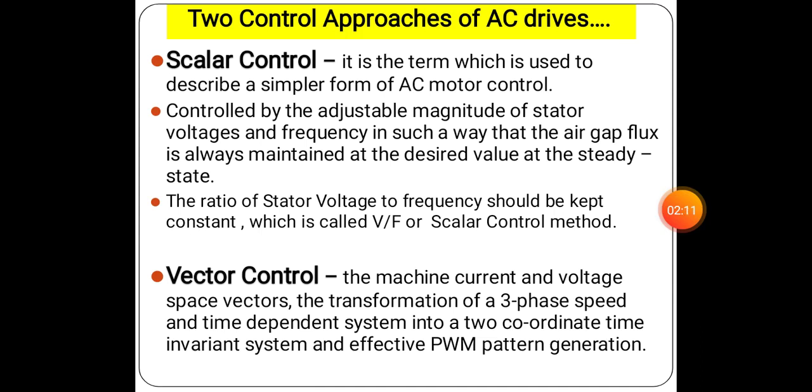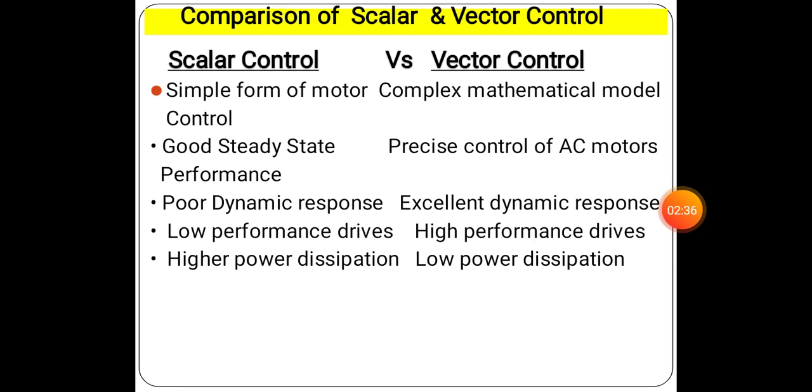In the vector control method, the machine current and voltage space vectors are used: the transformation of a three-phase speed and time-dependent system into a two-coordinate time invariant system, and effective PWM pattern generation. So these are the aspects of the two control methods. According to what was previously stated, we can identify these two methods: one is scalar control and the second is vector control, according to comparison.